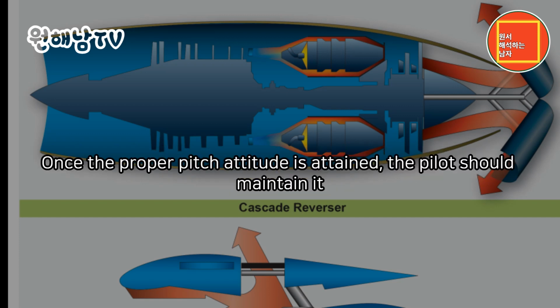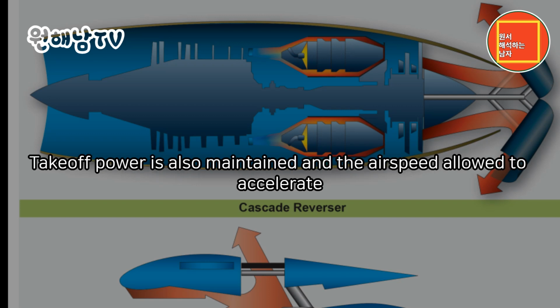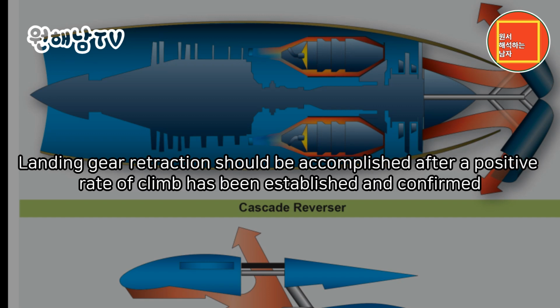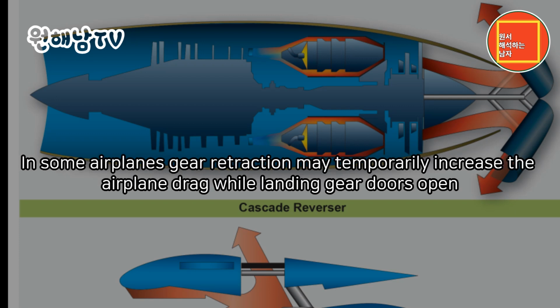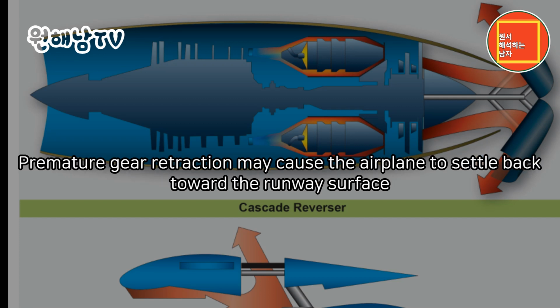Initial climb. Once the proper pitch attitude is attained, the pilot should maintain it. Takeoff power is also maintained and the airspeed allowed to accelerate. Landing gear retraction should be accomplished after a positive rate of climb has been established and confirmed. In some airplanes, gear retraction may temporarily increase the airplane drag while landing gear doors open. Premature gear retraction may cause the airplane to settle back toward the runway surface.